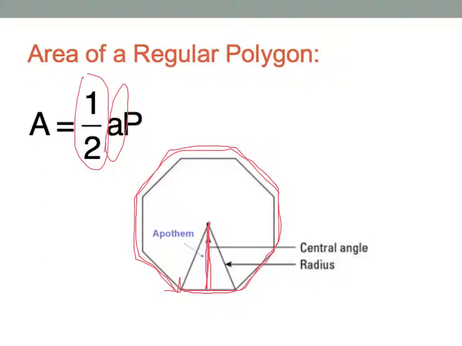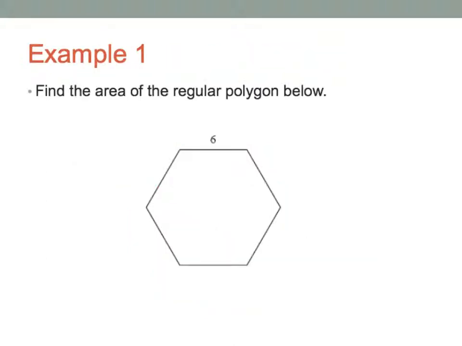Okay, let's use this now. Example 1. Find the area of a regular polygon below. I don't have that much information. I just know that one side is 6. Now, a great key word is that this is a regular polygon. In other words, all of these sides are congruent.